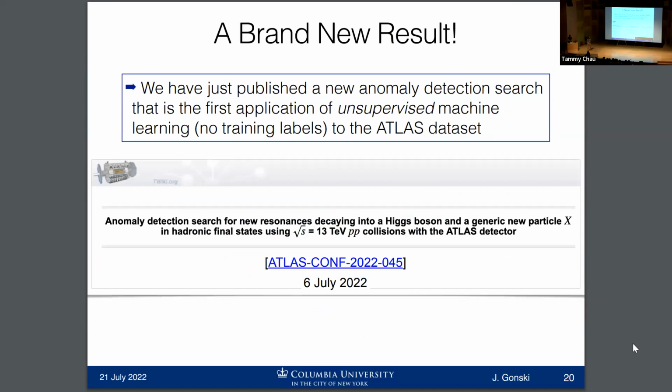I would be remiss if I didn't give you one new result to land on. This is something that my team just put out. It's the first application of fully unsupervised machine learning to the ATLAS experiment. And if you Google this conf note, you can take a read of the paper. It's really interesting. And that's it.